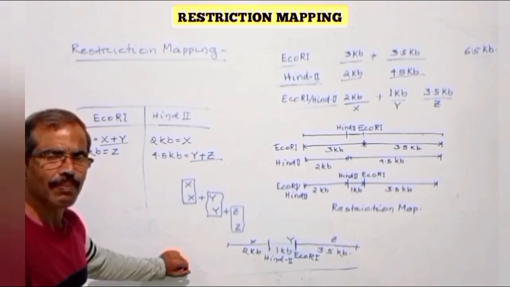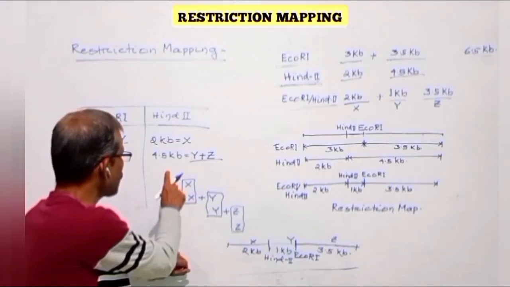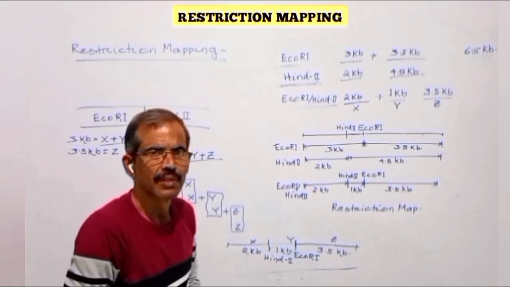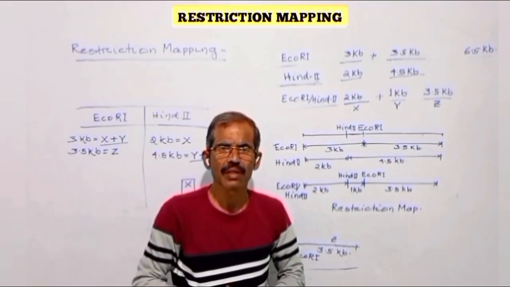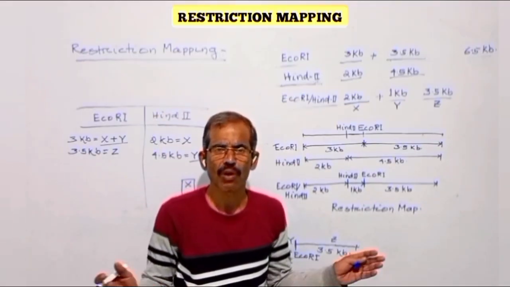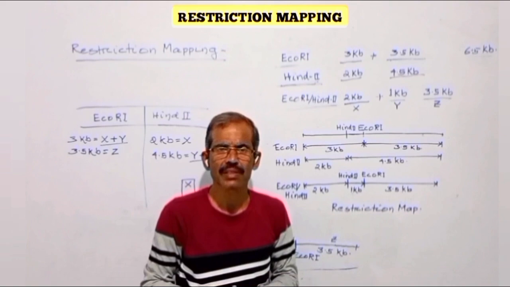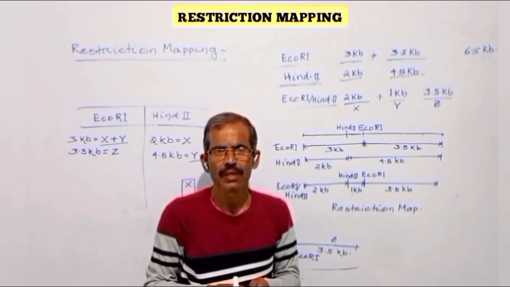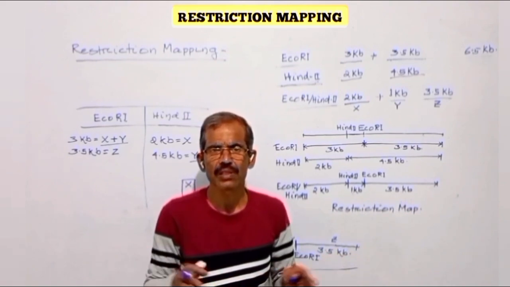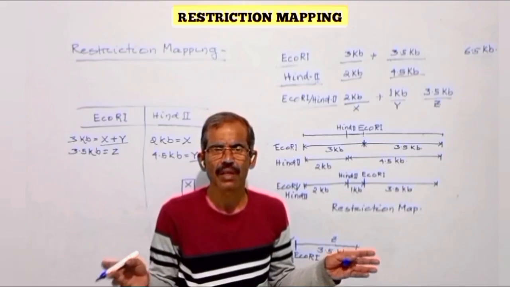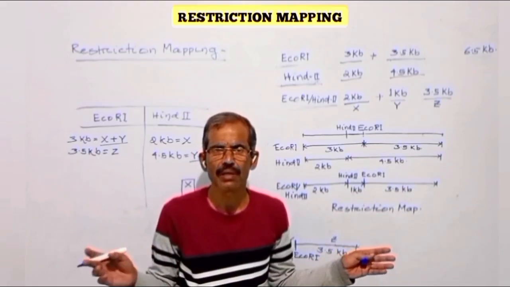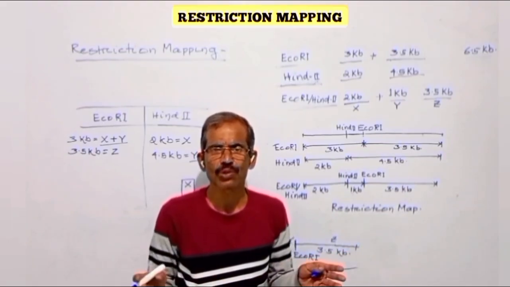For other examples also, we can apply the same procedure. Restriction mapping is a technique used for drawing the restriction map of the sample DNA, sometimes for DNA sequencing, and for comparing the DNA samples obtained from different sources.